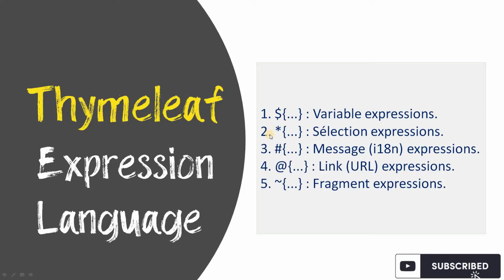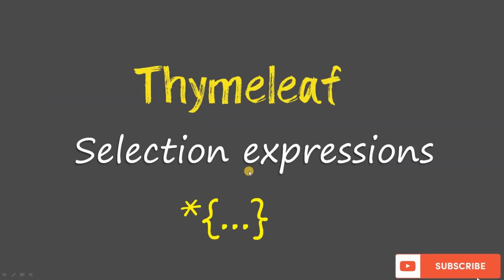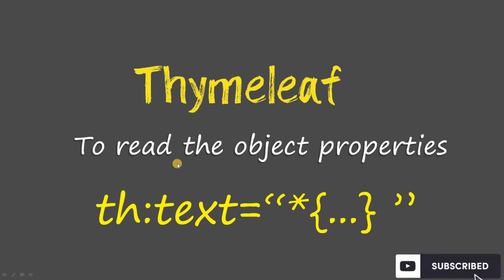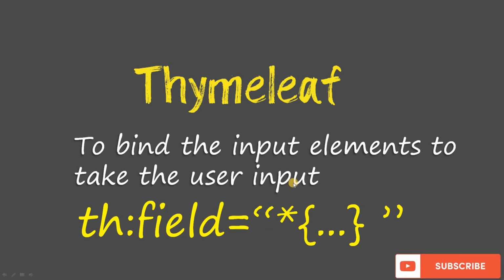Now in this video we'll talk about the second type, or second category, which is selection expression. This is how the syntax looks. In variable expression we use the $ sign, but in case of selection expression we use an asterisk, the star, and then curly braces to read the object properties. In the very first example we'll read the object values, or the object properties, by using Thymeleaf selection expression. In the second example, we'll use Thymeleaf selection expression to take the user input.